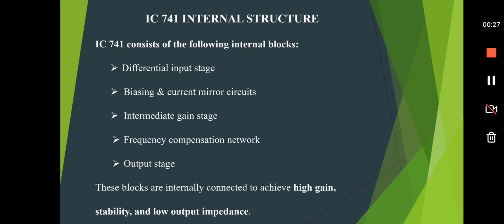The first one is the differential input stage, then the biasing circuit, the intermediate gain stages, the frequency compensation stage, and the final one is the output stage. Let's explore each one.